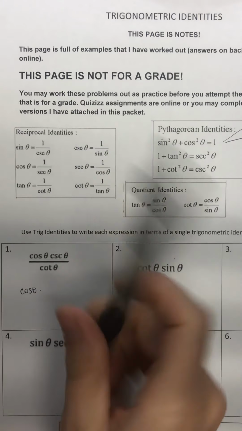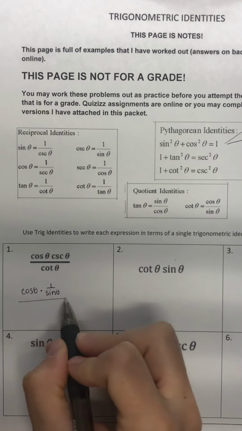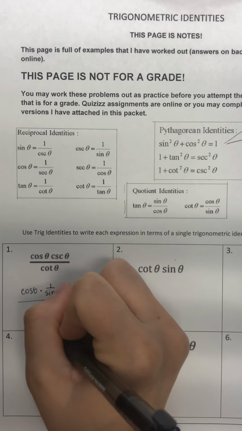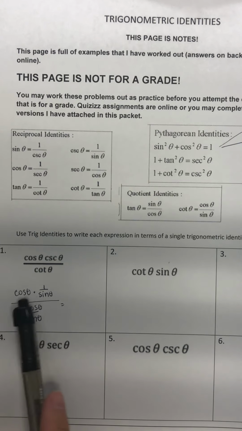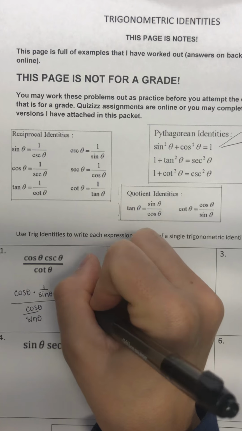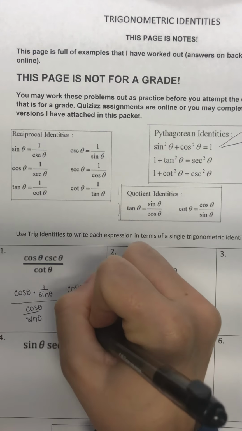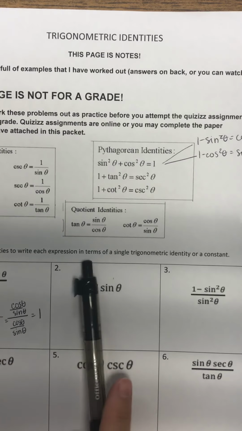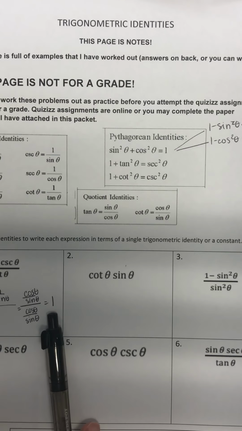Cosecant, I know, is 1 over sine. So I'm going to write this as 1 over sine, and it's being multiplied. And cotangent is cosine over sine. So if I simplify the top, remember this is the same thing as cosine over 1. So I end up with cosine over sine, and on the bottom I have cosine over sine. Anything divided by itself is 1. And what I asked you to do here is get everything in terms of a single trig identity or a constant, and that's a constant, so we're done.